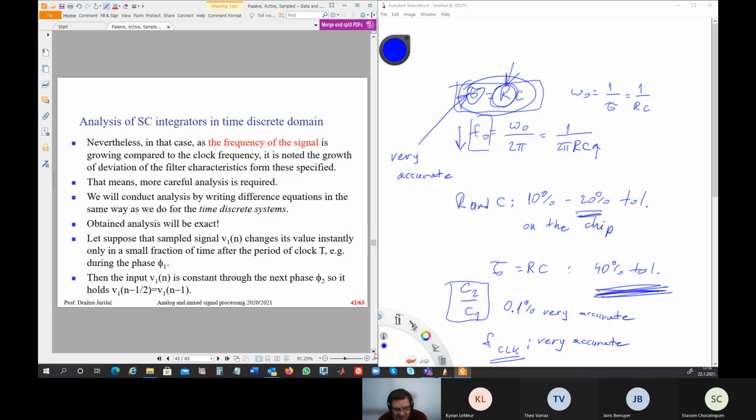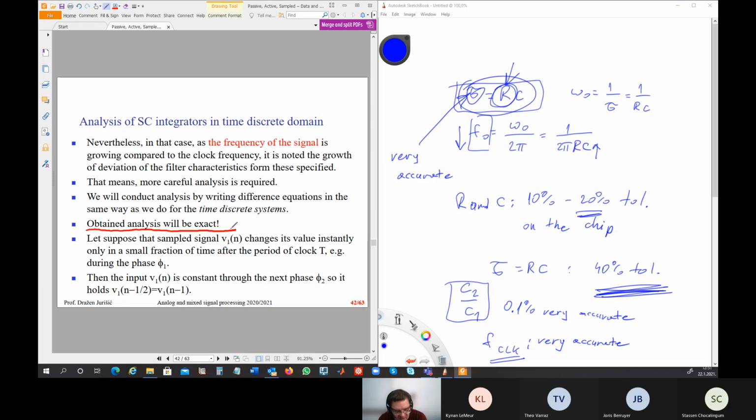Here is an example of how we can derive exact equations. As the frequency of the signal grows compared to the clock frequency, the deviation of the filter characteristic from the specified one grows. That means more careful analysis is required. We will conduct analysis by writing difference equations in the same way as we do for the time discrete systems. And what is the most important, the obtained analysis will be exact, so we don't make any approximation. So here begins the derivation of our time discrete equations.